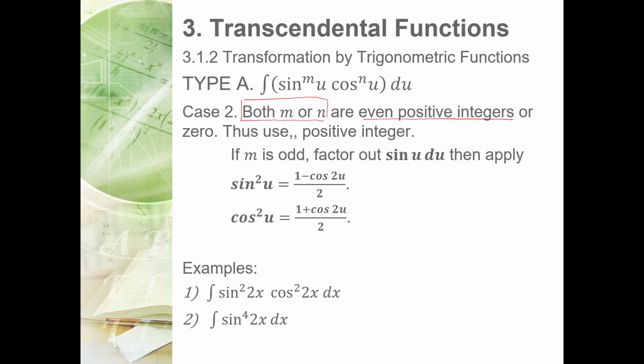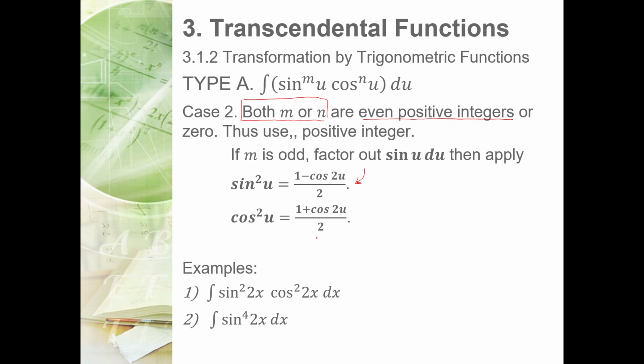But this time in case number 2, we need to look out for both m and n. So both functions could have even positive integers, or it could be either just one. It could be m only and then there's no cosine function presented, or the other way around. So if we have even positive integers, we need to factor out sine u du and then apply this term.